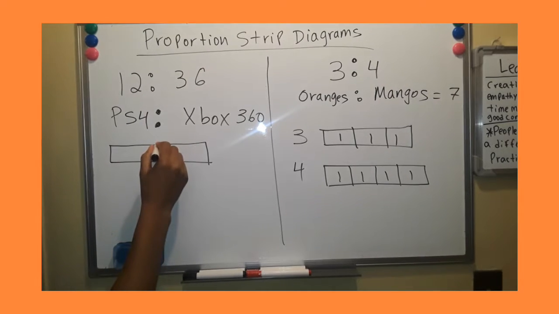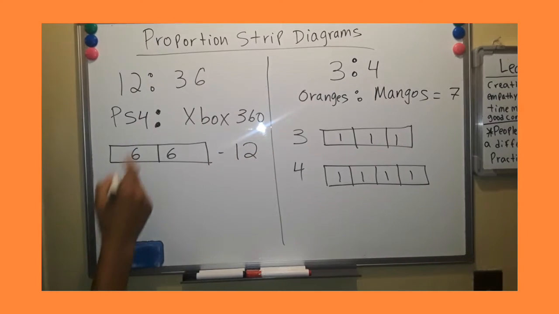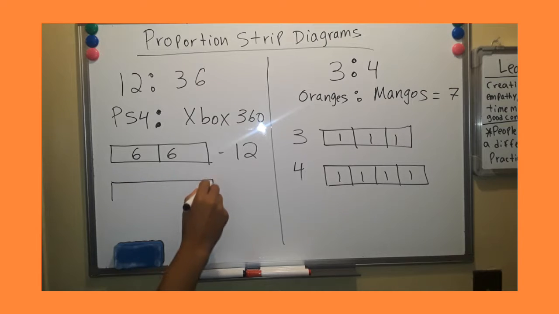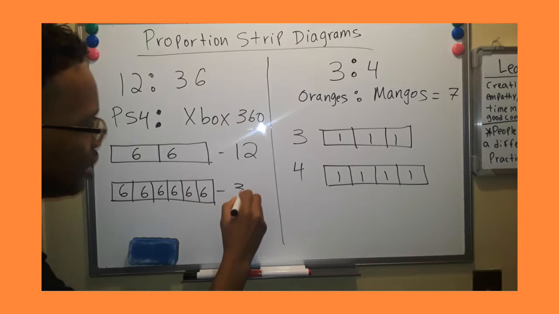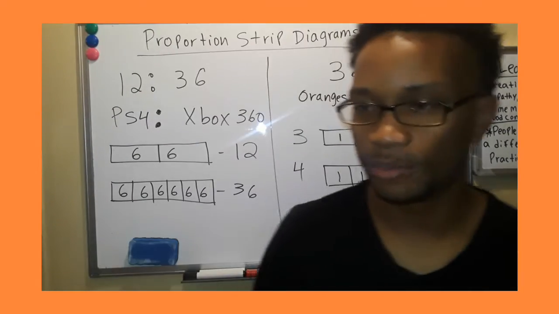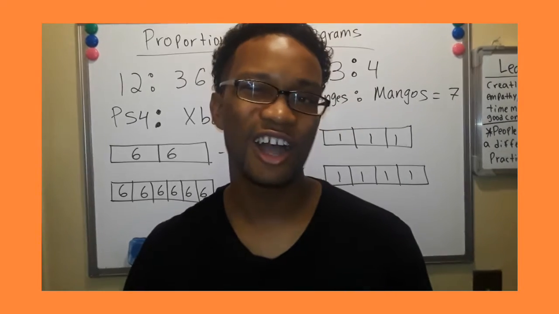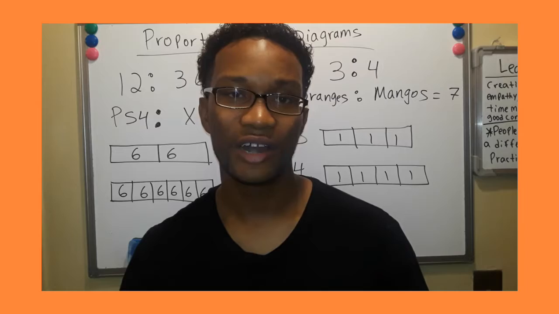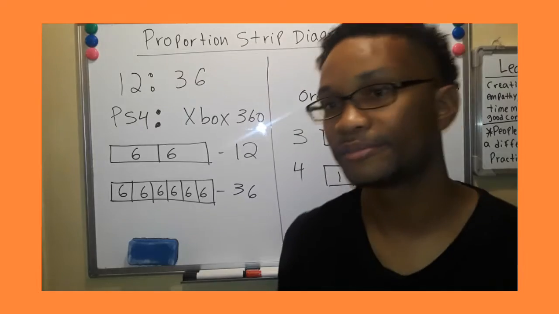So for the 12, I just have to divide it into 2 strips and put 6 in each, so it equals 12. And then for the 36, I just have to split this into 6 different strips, and then I put 6 in each, which will equal 36. Okay? And that's your ratio proportion strips diagram. So this is another way of doing it. Remember, I'm just offering you another option to do the math. Some of you are more visual, so by doing this procedure, it helps you do it way better.